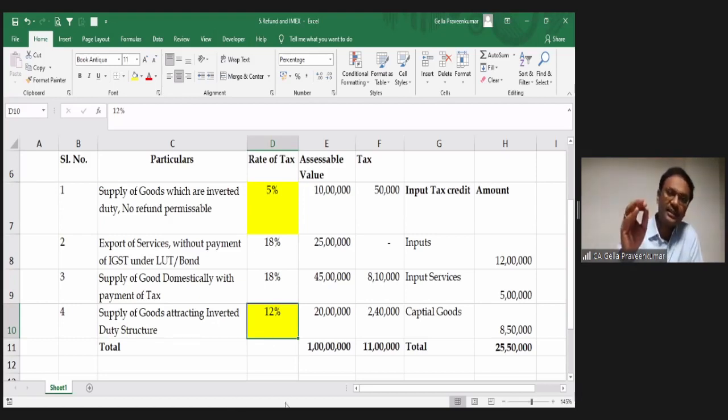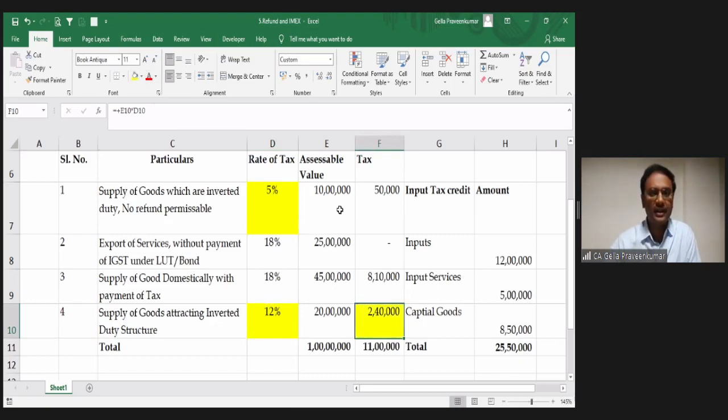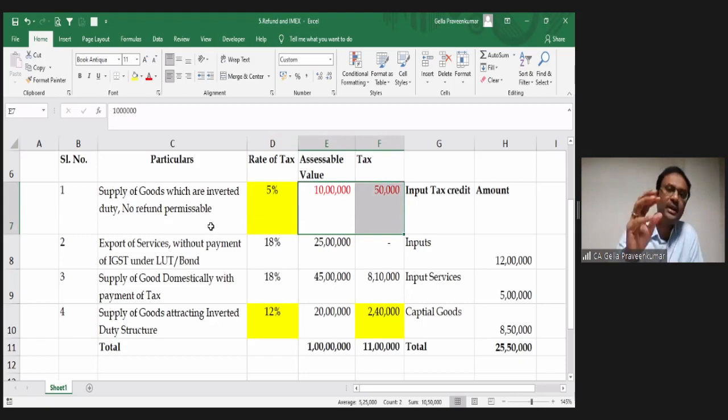You have category 2. There is an inverted duty structure, the rate of tax is 12%. This category 2 has a turnover of 20 lakhs, on which I have paid a tax of rupees 2,40,000. Please keep in mind, in a problem they'll give you one particular category, though it is a lower rate of tax, and somewhere in a note or explanation they will say there is a restriction by government not to claim any refund. Why? It is a policy decision.